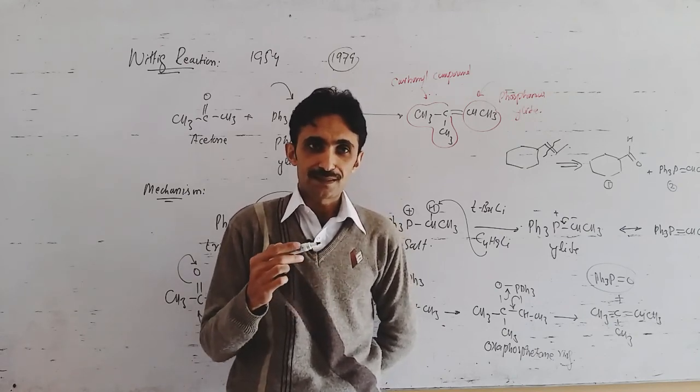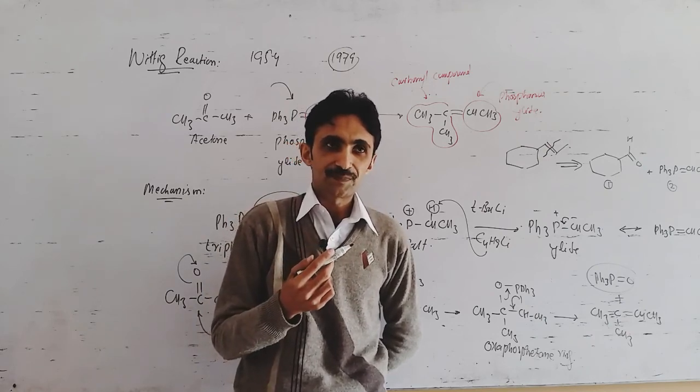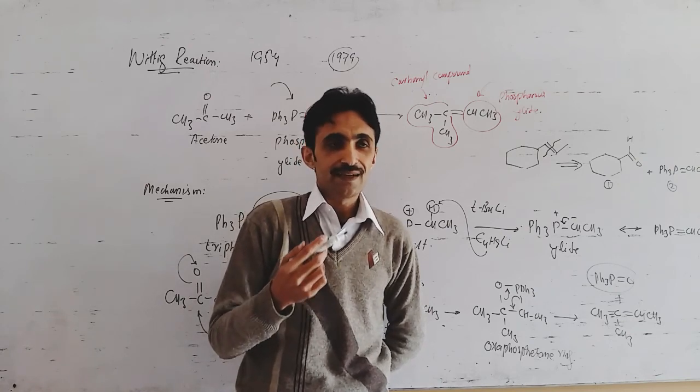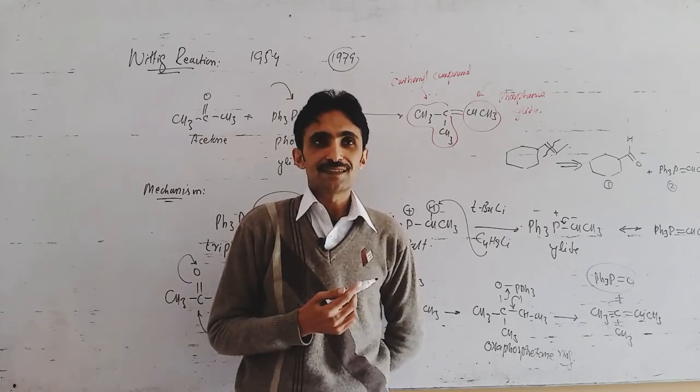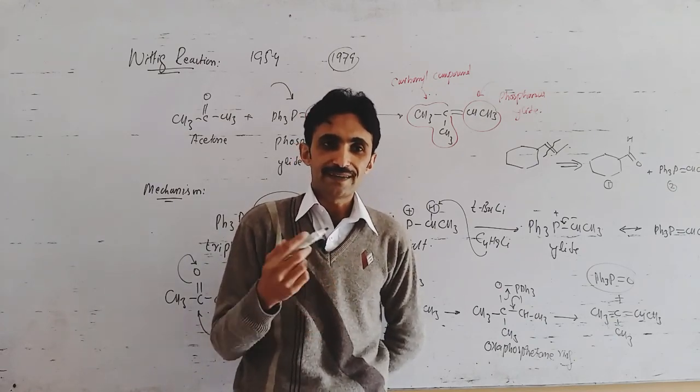You will just straightforwardly cleave the bond. On one side of the double bond you just add a carbonyl oxygen, and that will be the carbonyl compound, and on the other side you just attach a triphenylphosphorus group with the alkyl group, and that will be your phosphorus ylide.